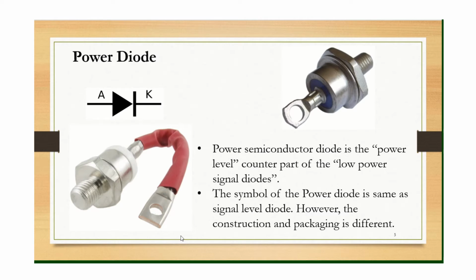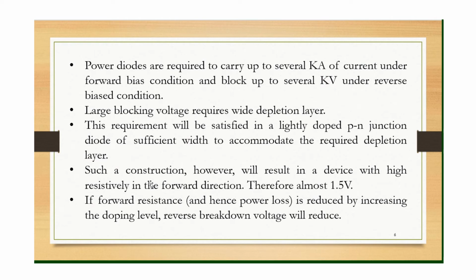Whereas if you look at the symbol, it will be same to that of the normal diode. You have the symbol as shown here. However, as the construction and the packaging will be different, as shown here in the figures, it looks quite different compared to the normal diode what you have. So the power diodes are required to carry up to several kiloamps of current under forward bias condition. So when you forward bias this diode, obviously there will be current flowing through it.